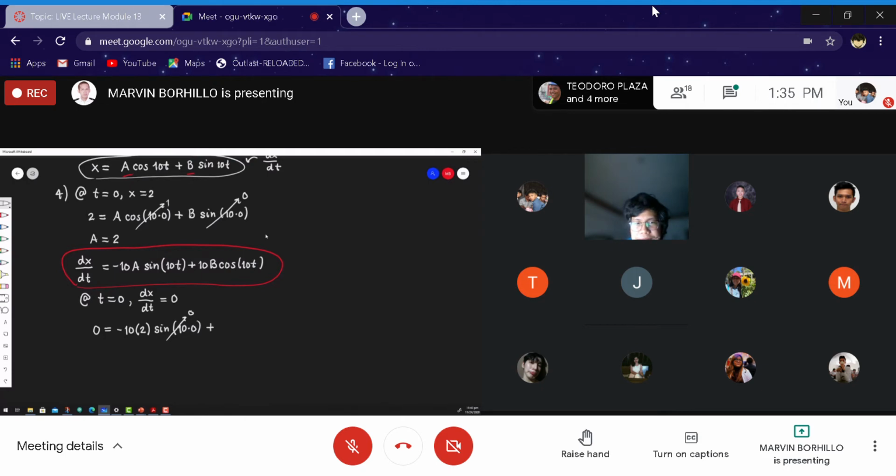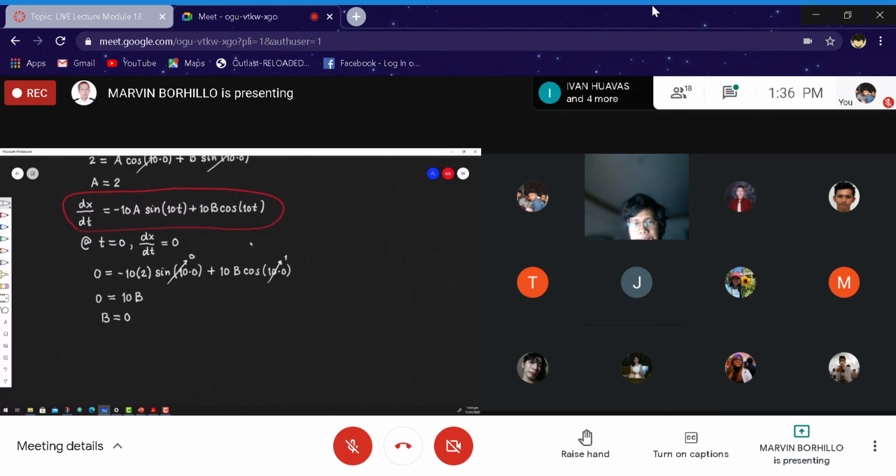Plus 10b cosine of 10 times 0. Ito magiging 1. So, 0 is equals to 10b times 1. So, 10b lang yan. So, our b will be going to 0. So, a natin is 2, b natin is 0.